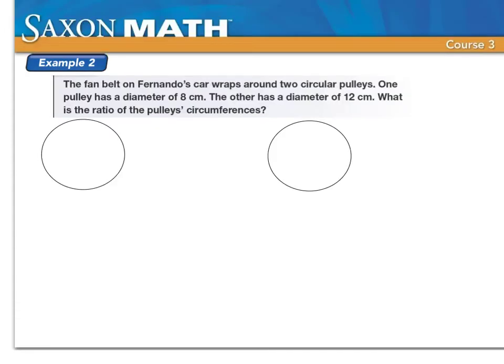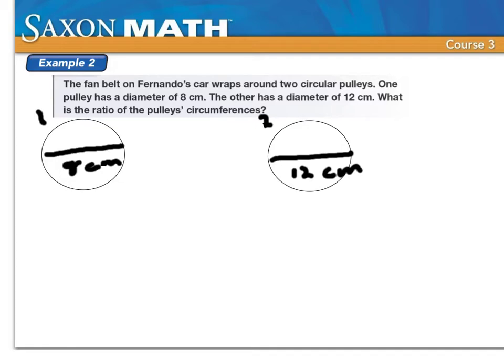Example 2 says the fan belt on Fernando's car wraps around two circular pulleys. One pulley has a diameter of 8 centimeters, the other has a diameter of 12 centimeters. What is the ratio of their circumferences? Okay, well, first thing is this pulley, we'll call this pulley 1, and that has a diameter of 8 centimeters. And then pulley 2 has a diameter of 12 centimeters. We want to know the ratio of their circumferences.